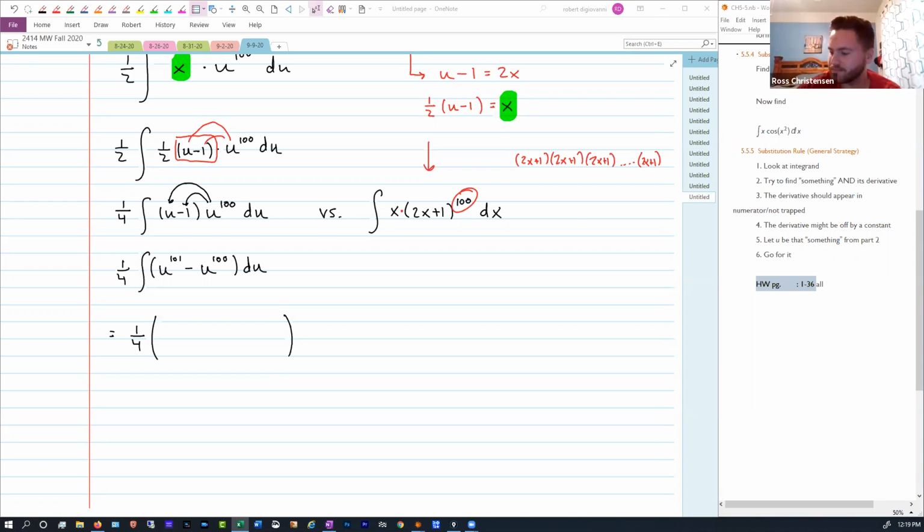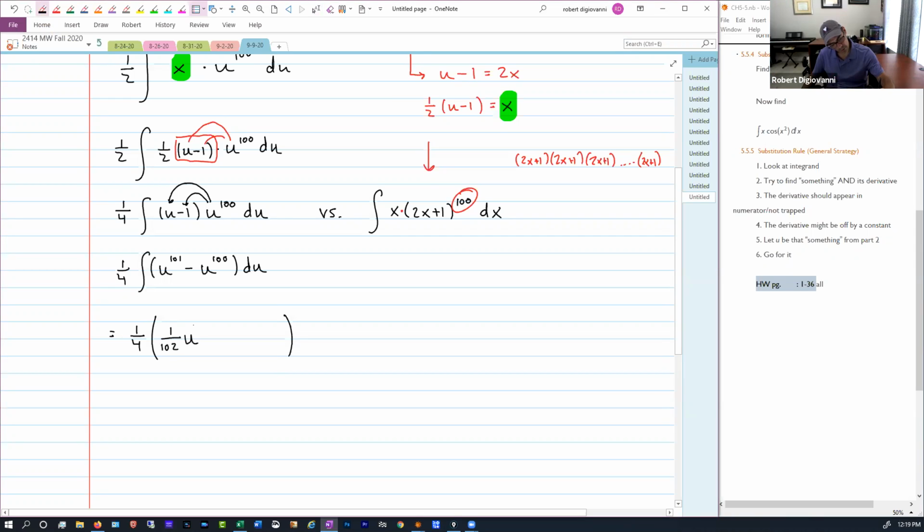Yes, sir. Okay, Ross. Antiderivative of u to the 101. Would that be 1 over 102 times u to the 102? Yep. Awesome. Okay, u to the 102. And then what about the next one? Minus 1 over 101 times u to the 101.